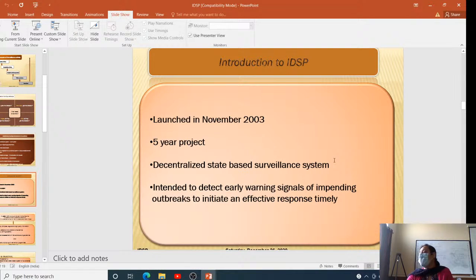So initially, whatever surveillance systems were in place before 2003, they were all national surveillance systems. The center identified some of the diseases and told the states, okay, we need data on these diseases. The states worked very hard to collect that data and send it to the center, and they waited for the center to respond, which sometimes happened and sometimes did not happen.